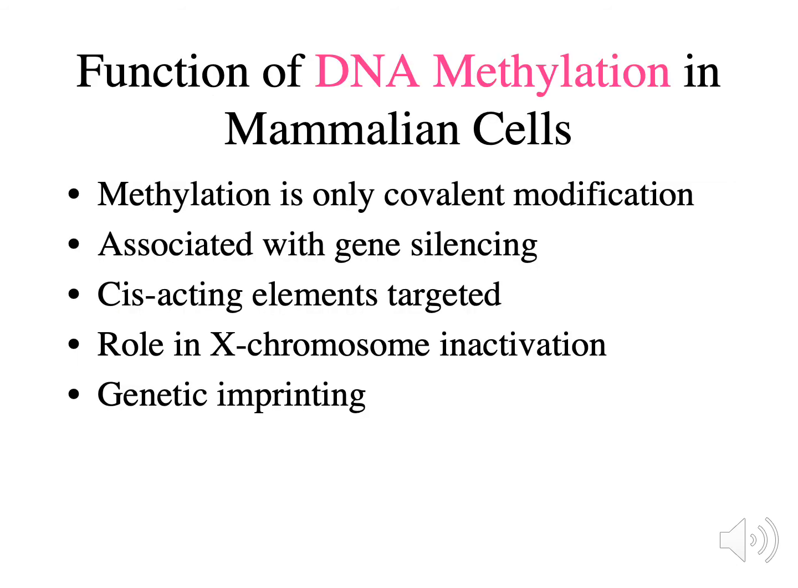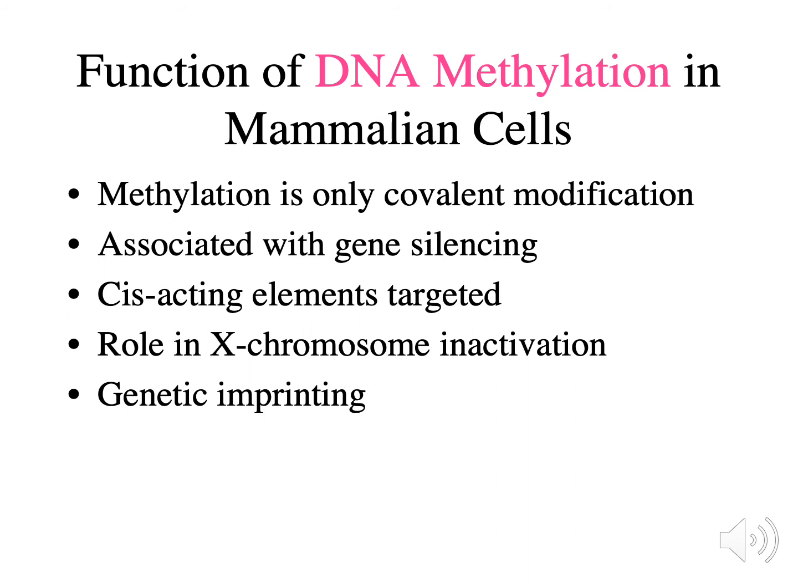This next slide serves to review and re-emphasize the function of DNA methylation in mammalian cells, and recall that methylation is the only covalent modification that we see in mammalian cells. It's associated with gene silencing. So methylation is the way that we would silence a gene, particularly if you were to methylate in the region of the promoter. Specifically, the cis-acting elements, promoters, and enhancers are targeted. And methylation is the basis for X chromosome inactivation.